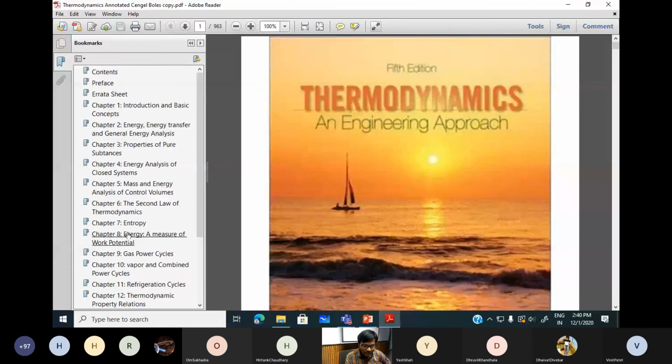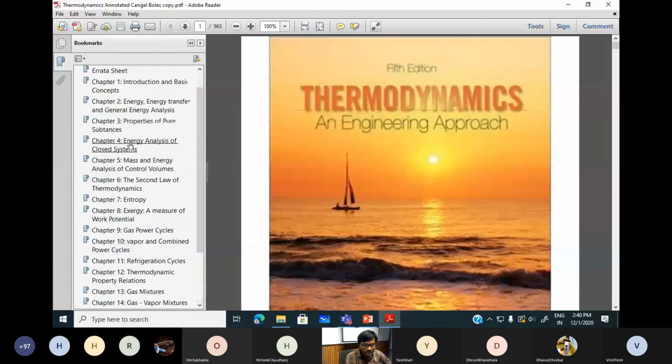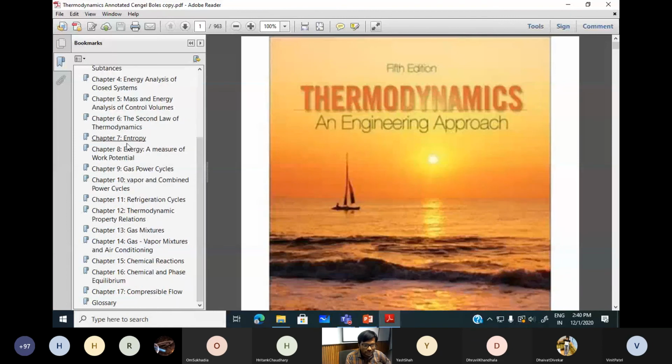So I'm going exactly chapter by chapter. You can see energy analysis, mass, entropy, and exergy, gas power, and power. So we have come across thermodynamic relations. Now we have gas mixtures and gas-vapor mixtures. These two things I will take up, chapters 13 and 14.